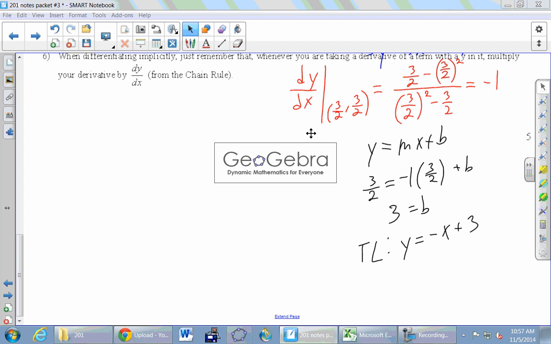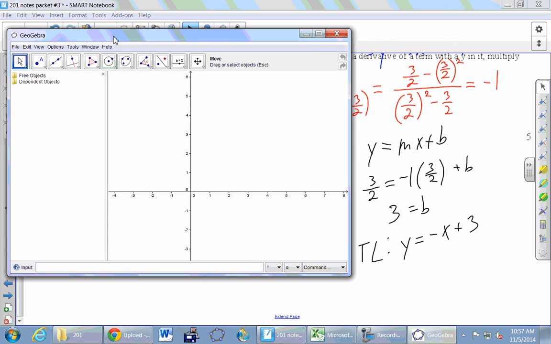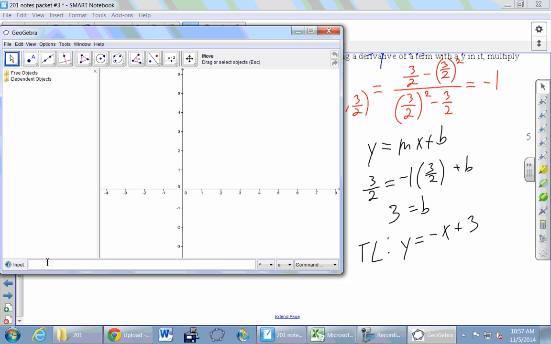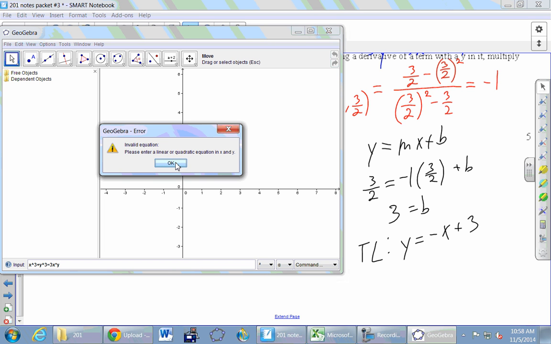So I haven't done this on GeoGebra. I'm not exactly sure. You know what? Actually, I don't think it's going to work. I think that if I try typing in that equation, it's going to yell at me. Y cubed equals 3xy. All right. I think that GeoGebra is only equipped to handle equations up to power of 2. So I don't think it's programmed to be able to graph this thing.